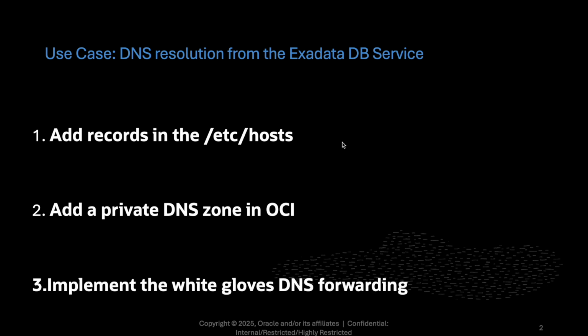The last option, use white glove DNS forwarding. This allows OCI DNS endpoints to resolve Azure or on-prem domain names. It requires manual setup to integrate OCI DNS endpoints into the Azure delegated subnet and typically needs a detailed discussion with network specialists due to its limitation.